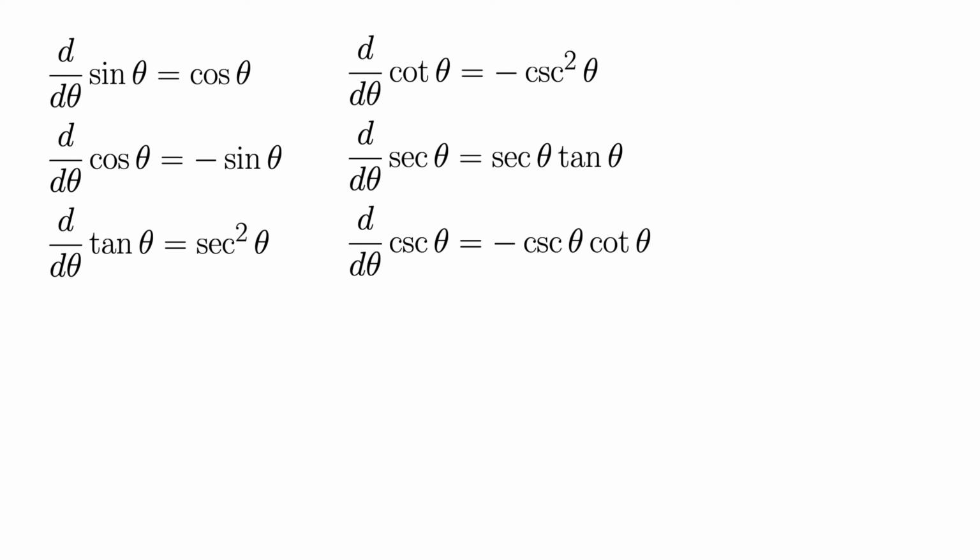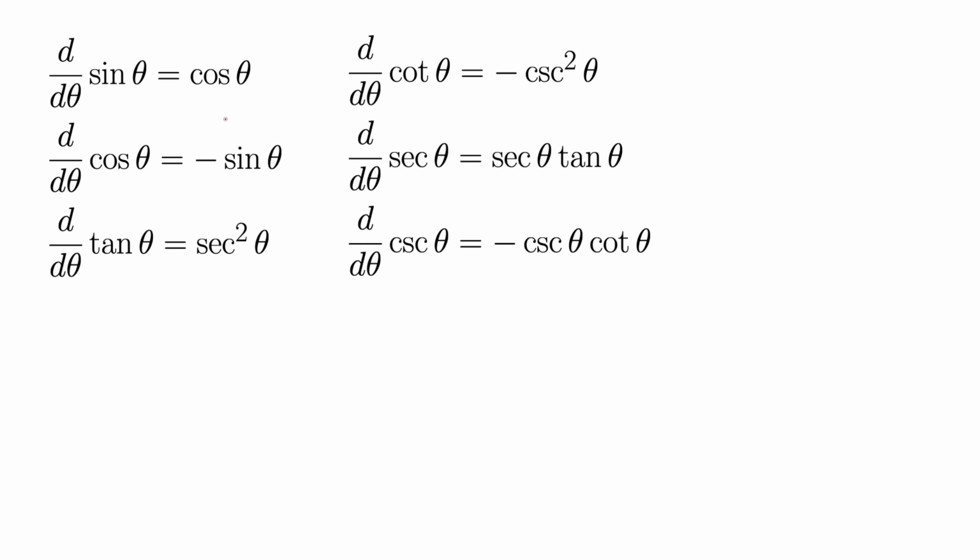Continuing to the second column, we have the derivative of cotan theta is negative cosecant squared theta. The derivative of secant theta is secant theta tangent theta. And the derivative of cosecant theta is negative cosecant theta cotangent theta. Okay, so set all those to memory. There's really no way around it. You just need to know them. So put them on into your brain.